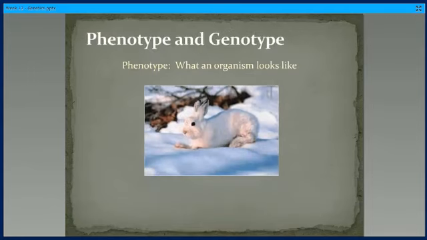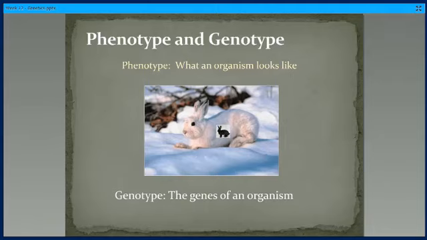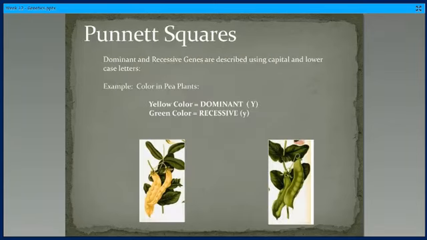So our next slide is going to talk about phenotype. Phenotype is the word you use for what an organism looks like. It's what is actually expressed by the organism. And the genotype are the genes that the organism is carrying. So even in this rabbit example, if white coat is dominant over dark coat, this rabbit could still be carrying the gene for dark fur, even though it's not expressed.